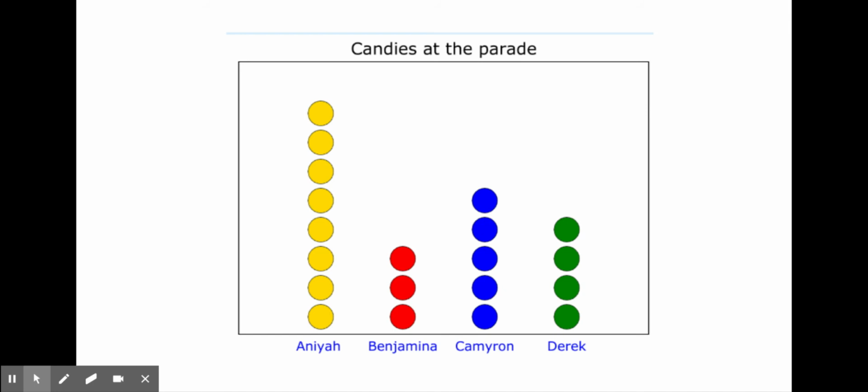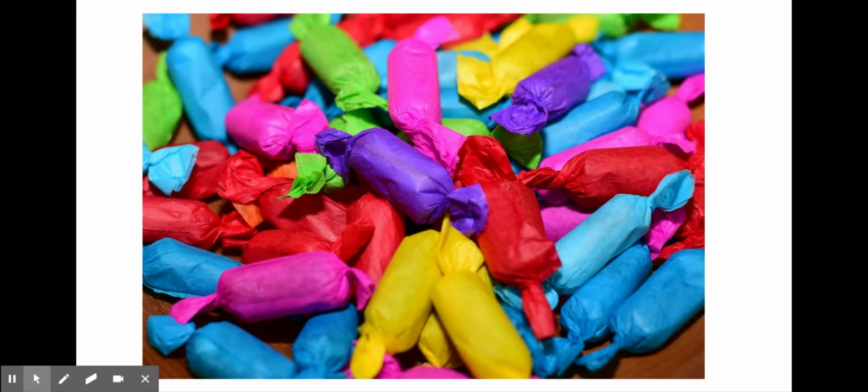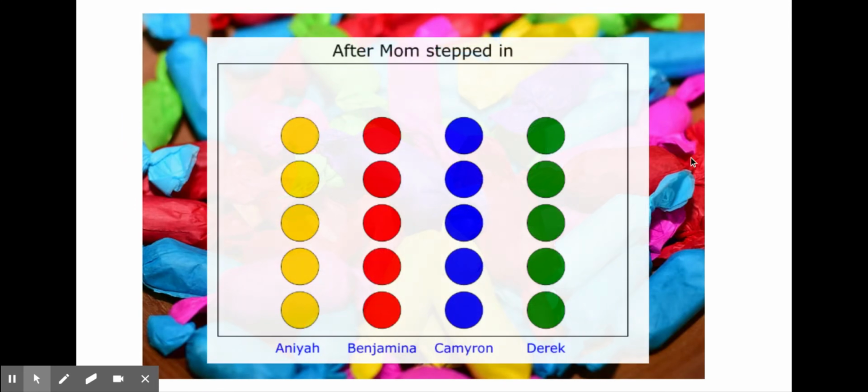Benjamina is chatting with her friend, but she's also trying to keep an eye on Anaya, so she doesn't get nearly as much candy. Cameron and Derek do pretty well, getting almost the same amounts of candy. But when they get home, their mom says, "Oh no, Anaya, you don't need that much candy." And she makes them put all their candy in one bucket and divide it up evenly. So here's a graph of their candy after mom stepped in.